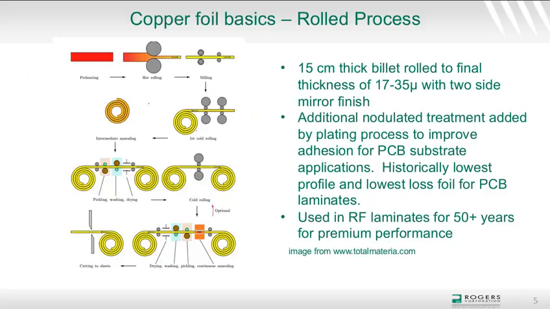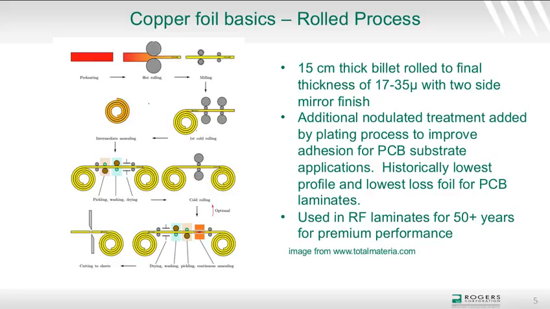So first, a review of copper foil, as there are two methods of manufacturing copper foil. The rolled process, as it implies, actually starts with about a 15-centimeter thick billet, which they can roll out to a thickness of between 17 and 35 microns with a mirror finish on both sides, out to many hundreds or thousands of meters.